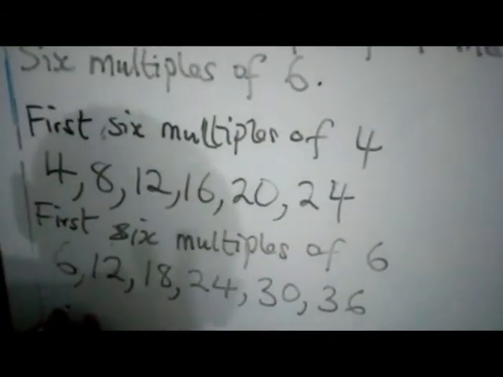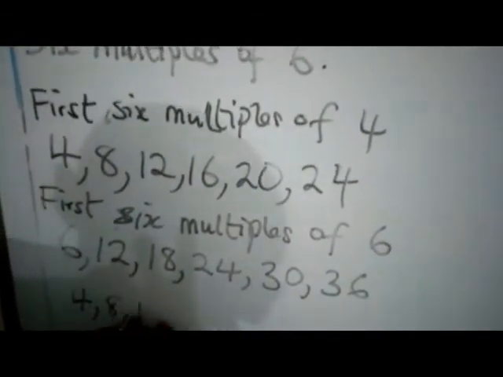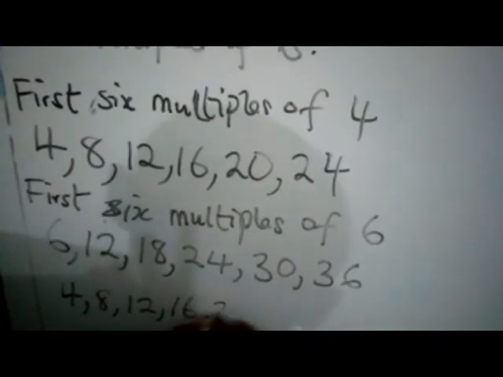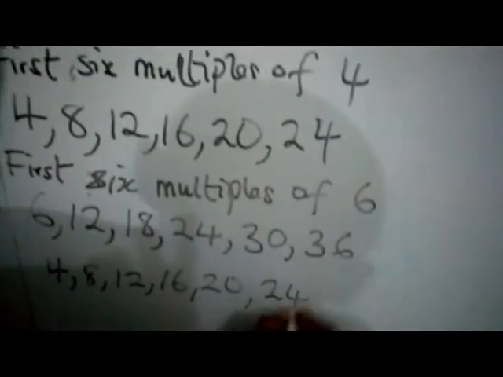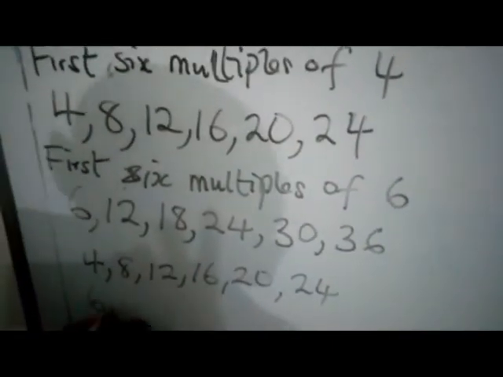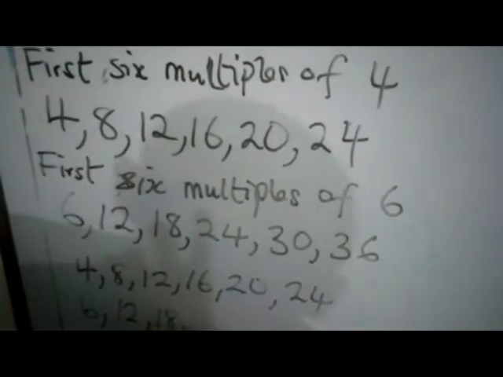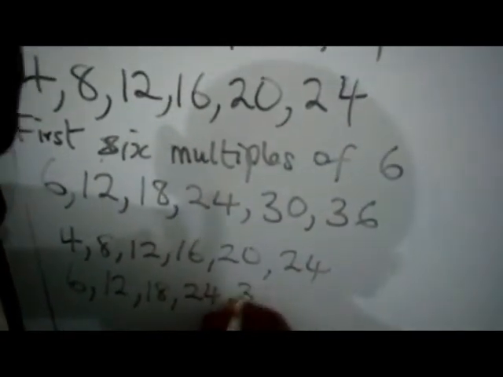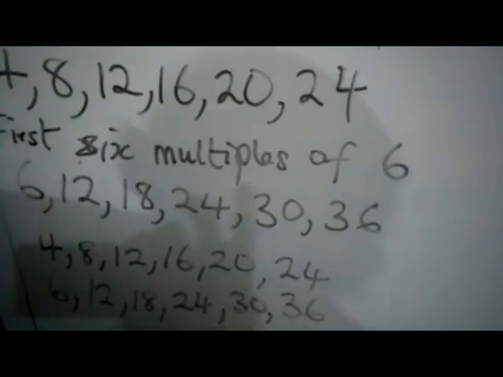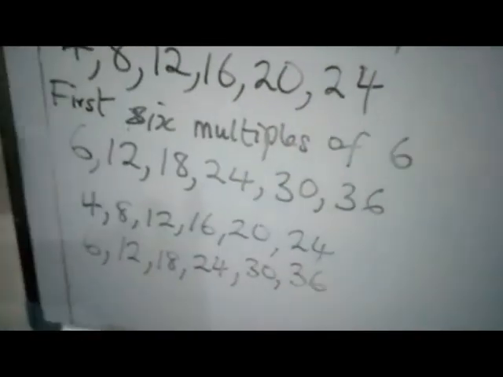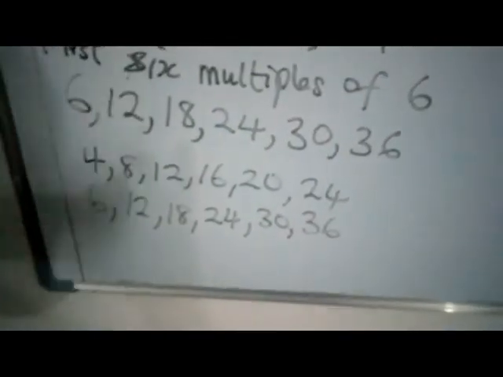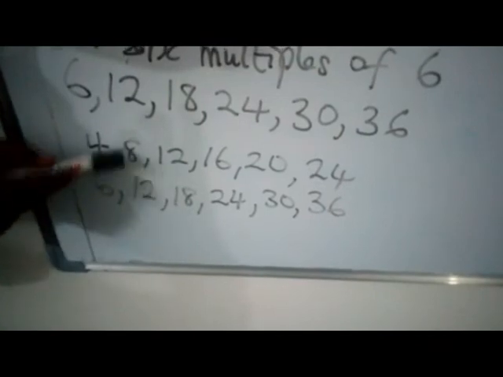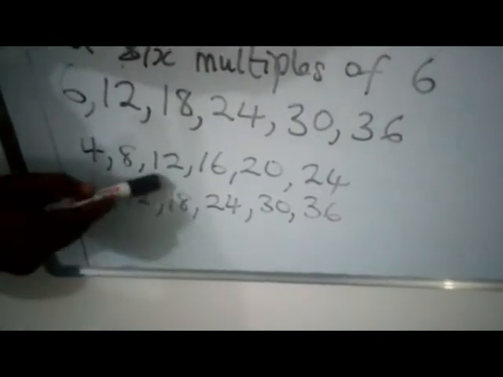Now we are going to write out our multiples. Multiples of 4. We have 4, 8, 12, 16, 20, and what? 24. The multiples of 6: 6, 12, 18, 24, 30, and what? 36. Now we are going to compare these multiples and write out our common multiples. 4, do we have 4 here? No. We move to the next one. 8, do we have 8 here? No. We move to the next one.